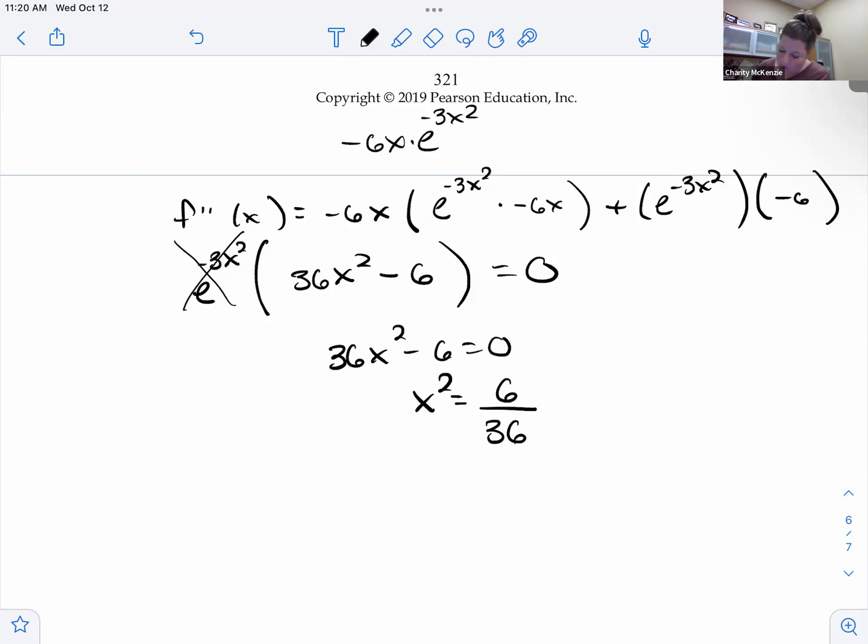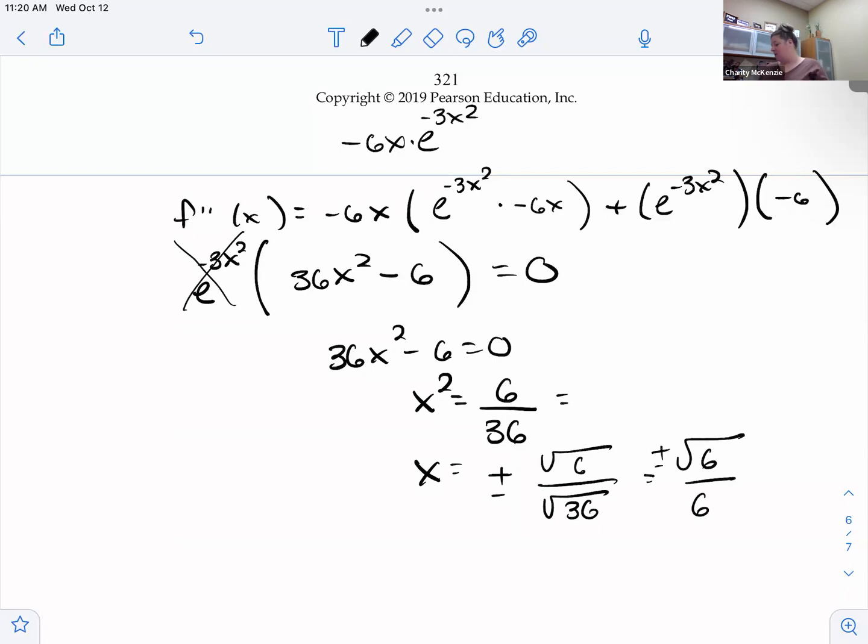I was just thinking, well, if we did this, right, x would equal plus or minus the square root of 6 over the square root of 36, which is the square root of 6 over 6. That could be your answer, positive or negative. Don't forget the positive or negative. I like the fact that I can just put it on my calculator. On my notes, I have negative 0.41.